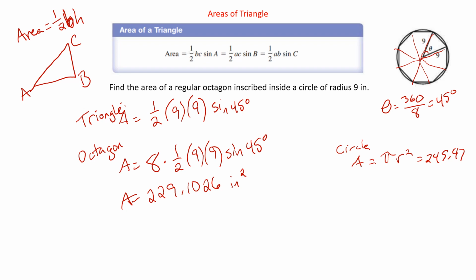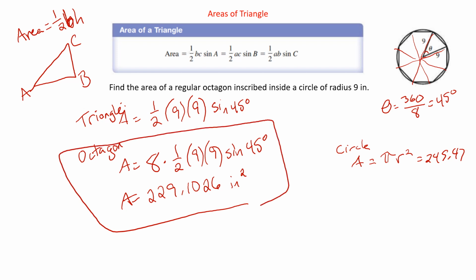So the area of our octagon is 229.1026 square inches. So there we can find the area of the triangle using two sides and the angle in between them. If we know those things, we can find that. In a right triangle, the angle in between the base and the height is 90 degrees. Sine of 90 is 1. It's a special case of this formula.